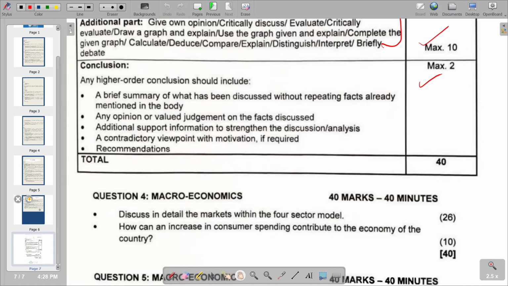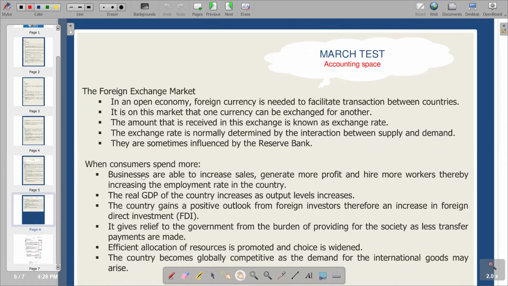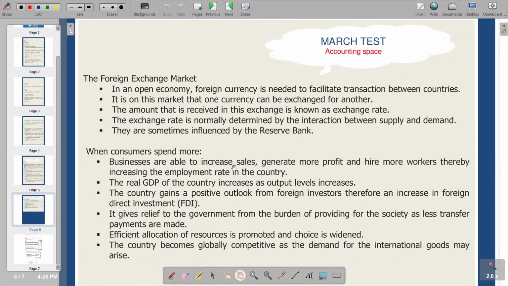We have them also stated in our answer section, whereby we're saying when consumers spend more, businesses are able to increase sales, generate more profit, and hire more workers, thereby increasing the employment rate in the country. When they expand their production capacity, obviously, they're accommodating more workers. So we have unemployment being reduced. One macroeconomic problem will be solved, that is the problem of unemployment. And then the real GDP of the country increases as output level increases. So higher economic activity will increase GDP.